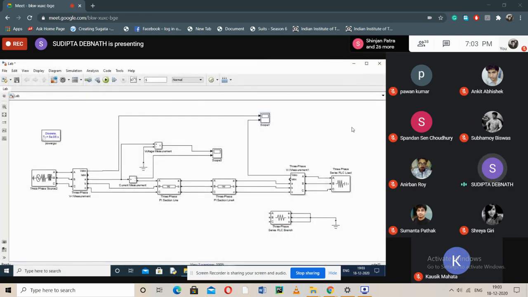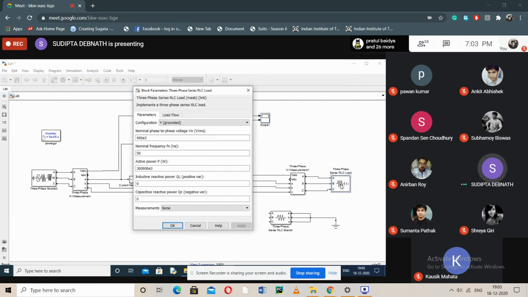Now we will consider no load condition. No load condition means they should remain open, but we cannot keep it open. It will give erroneous result. It will not run. Actually, there are some limitations in MATLAB, so we will decrease this one to a very less value. Okay. Say we are making it a very less value, say 1 watt.